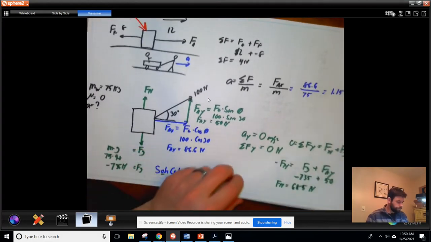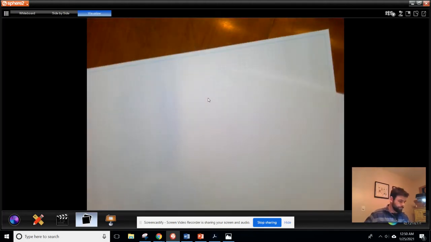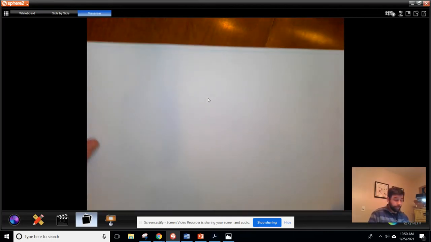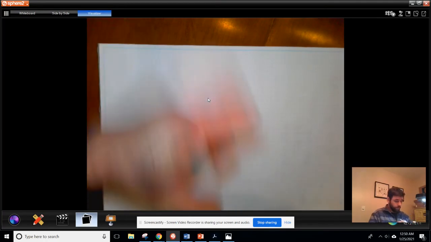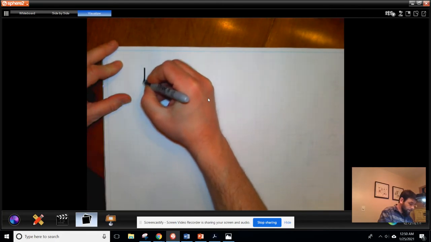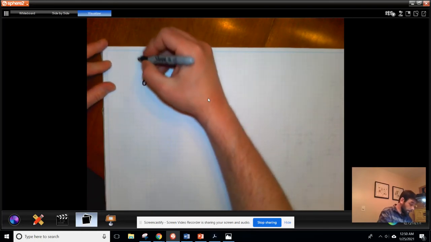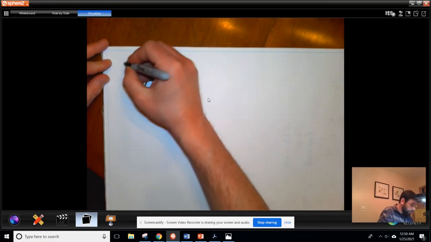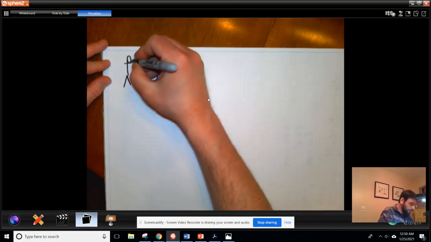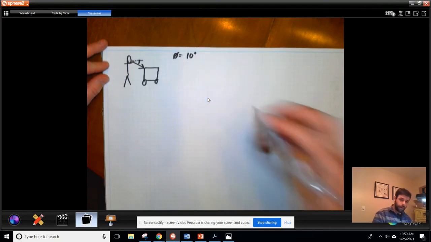Okay? Now, let's give you guys a little bit different of an explanation on that. If you're in the grocery store and you're pushing on a shopping cart, okay? This is your cart. You can tell I never took an art class. This is you pushing downwards on the cart, okay? You've got this angle here, theta equal to 10 degrees downwards.